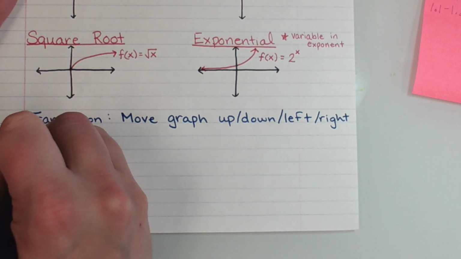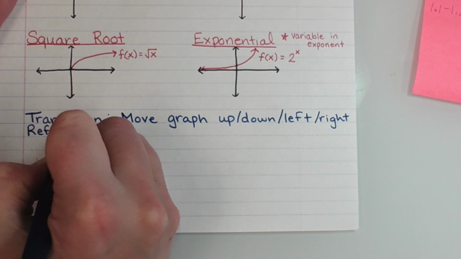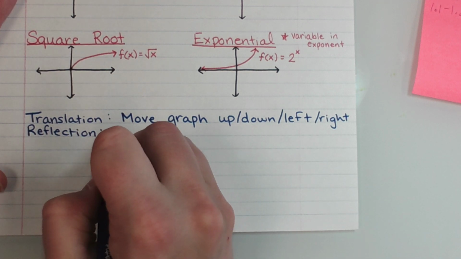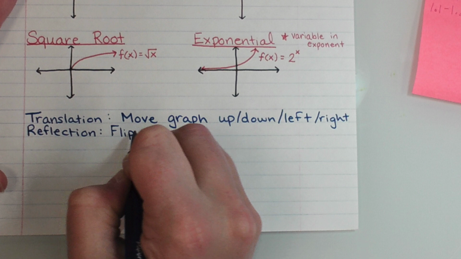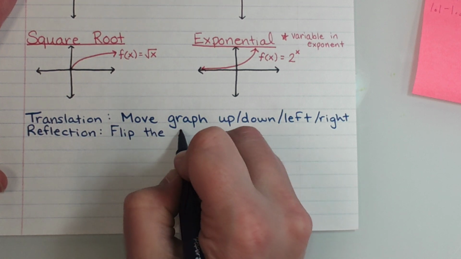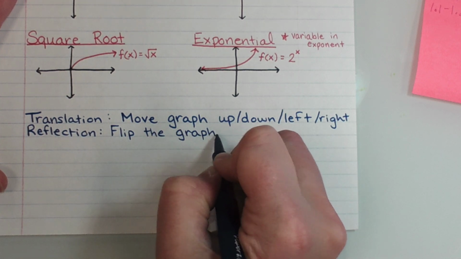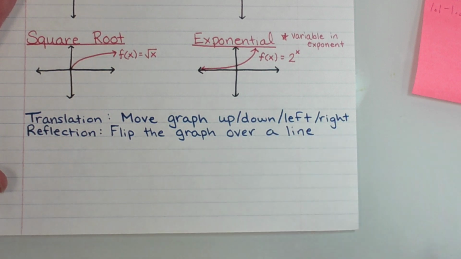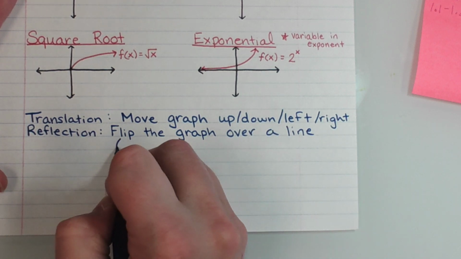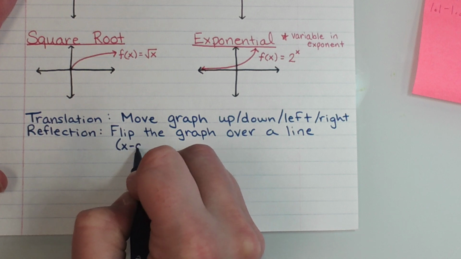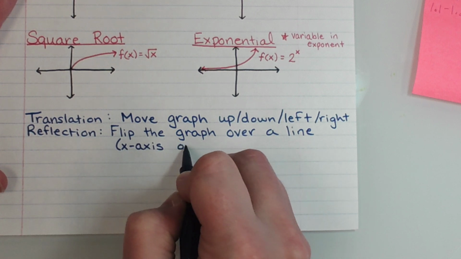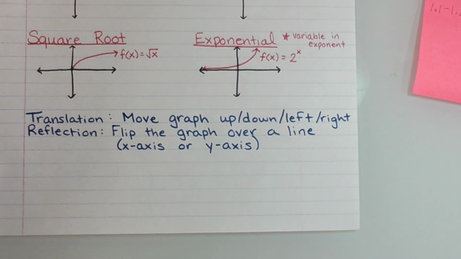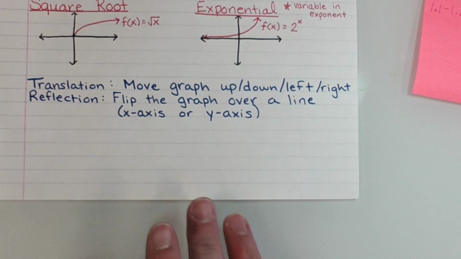There's reflections. It's where we flip the graph over a line. Specifically, we're going to focus on the x-axis or the y-axis. You can flip it over other lines, but it's going to make a very big difference on what you're doing when you do that.